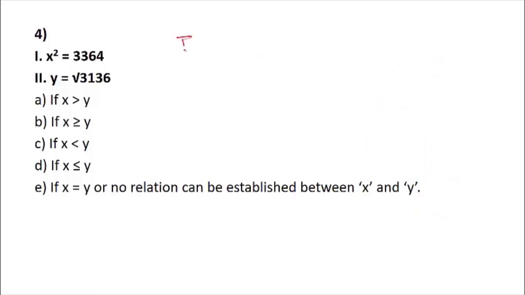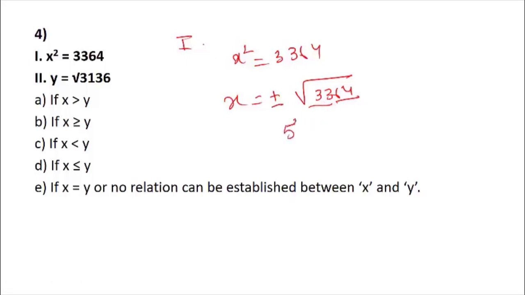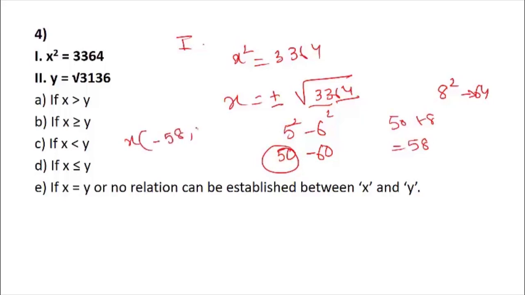Okay, so let us take the first Roman number, that is x square is equivalent to 3364. Okay, then this would be plus minus square root of 3364. Now if you have seen the previous videos where I taught you how to find the square root very quickly, then you will know how we are doing it. So 5 square is 25 and 6 square is 36. This 33 lies between 5 and 6, multiplied by 10, 50 and 60. Now 4 comes at the end of which 8 square is 64. So we need to add 8. Take the smaller number, that is 50 plus 8 will give you 58. So your value of x will be minus 58 and plus 58.